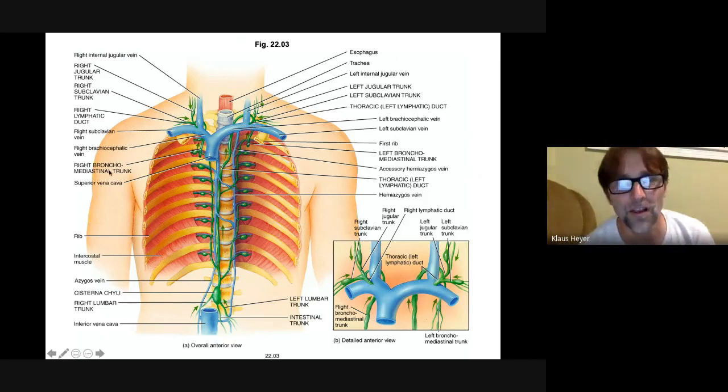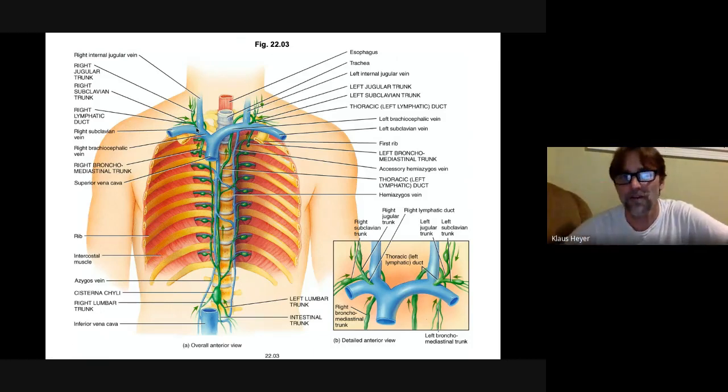The right side's a lot smaller. It starts right here. So we're already like up here, right? So it's just right here. This is the right lymphatic duct. Bam, right there. It starts here and it empties into the right subclavian. Those are the 2 ducts. You have a left duct and a right duct.